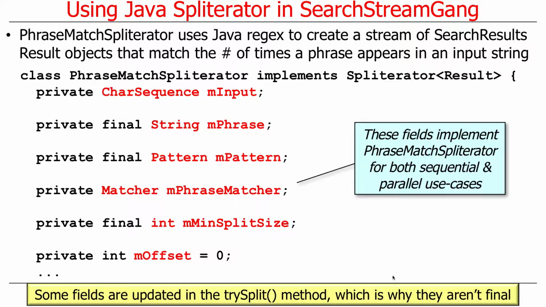This is the string we're searching. This is the phrase we're looking for. This is the regular expression pattern matcher that we use in order to search for the phrase, which could split across lines. We keep track of the min split size. We won't talk about that right now. And something called mOffset. We won't talk about that right now either. Some of these fields are updated in the trySplit method, which we'll talk about later. So that's why they're not final.